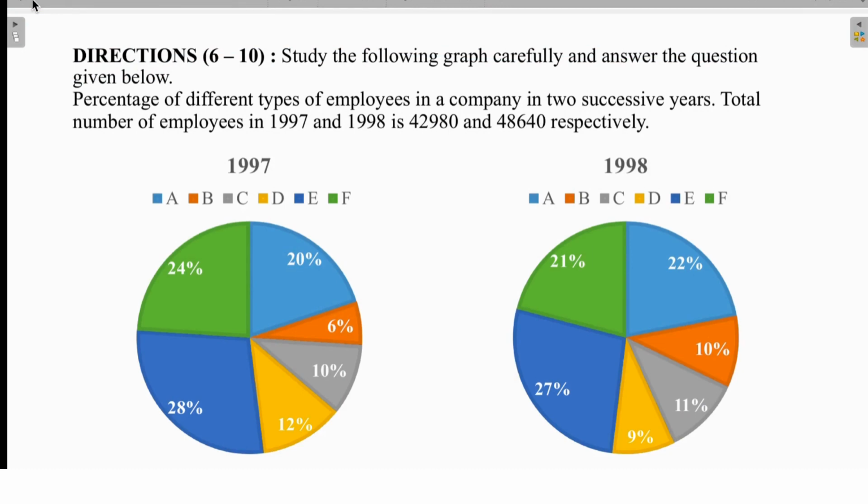See this data interpretation. You will find that the difference between the previous data interpretation and this data interpretation is that this one is in numbers. So here, if you observe, in 1997 the total employees will be 42,980. The question is like this: percentage of different types of employees in a company in two successive years. In 1998 it will be 48,640.